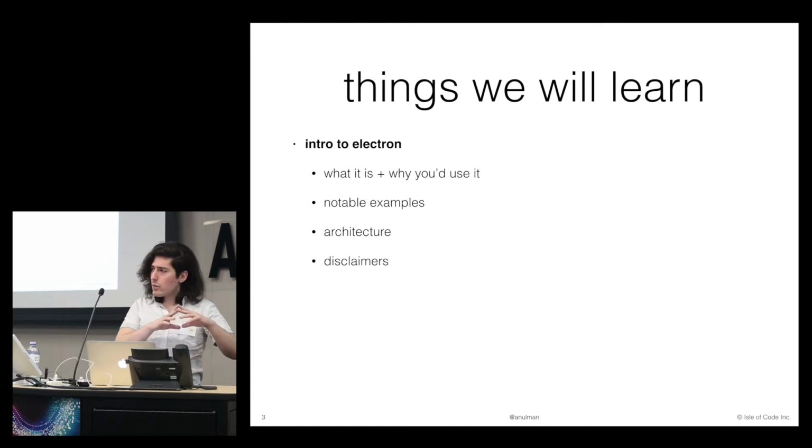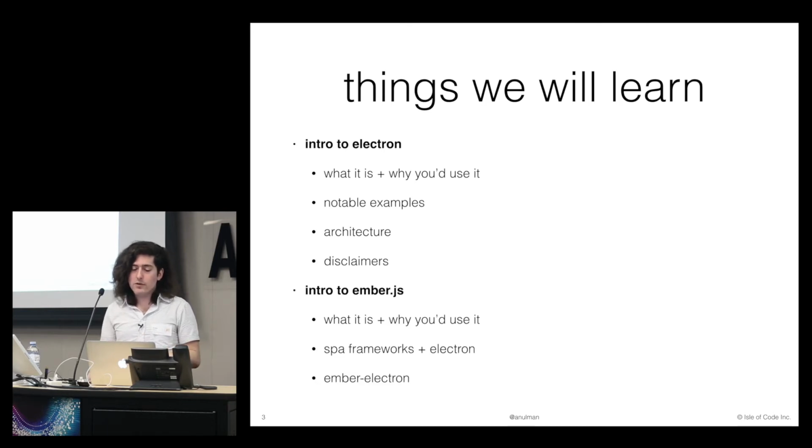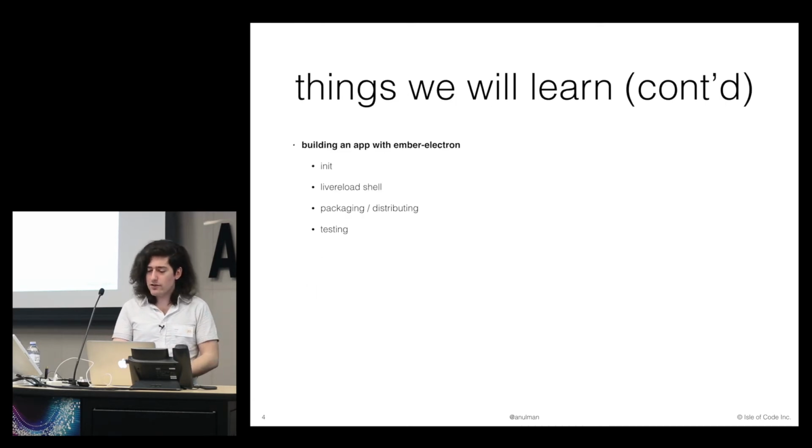So today, what we're going to talk about from the lens of hybrid apps are, first, an introduction to Electron, focusing mostly on what it is, why it's used, and the architecture it provides you. Second, we're going to talk very briefly about ember.js, a front-end framework that we use a lot at Isle of Code. In particular, we'll be talking about ember-electron, the tool that we use to marry Ember projects with Electron projects. We'll follow that up with some quick demos about building an app with ember-electron, just reviewing a couple of the core commands and build flows that it provides.